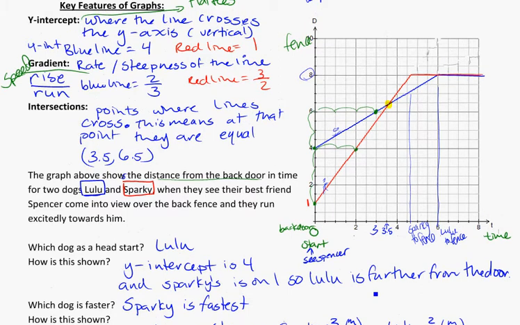So again, this graph is describing how far away from the back door these girl dogs are. We notice that Sparky runs a lot faster because her line is a lot steeper than Lulu's. We notice that they pass each other here. Sparky passes Lulu at about 3.5 seconds. It only takes Sparky 4.5 seconds to get to the back fence, and it takes Lulu 6 seconds to get to the back fence. And once they've reached the back fence, they're hanging out there saying hi to the cat.